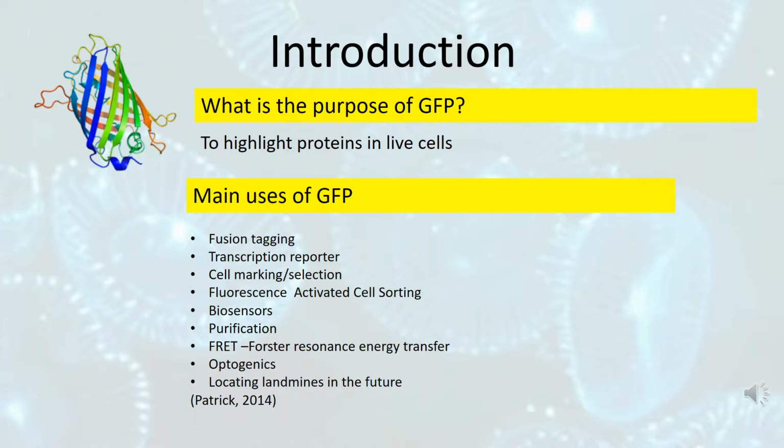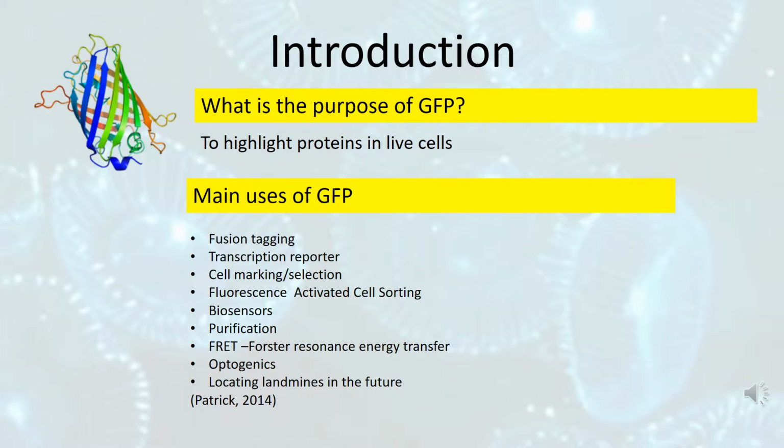FRET, or Förster Resonance Energy Transfer. This is used to study the interactions between two proteins or between two domains of a protein that undergoes conformational change. Typically, two fluorescent proteins with overlapping excitation emission spectra are used, one fused to each protein or domain being tested.